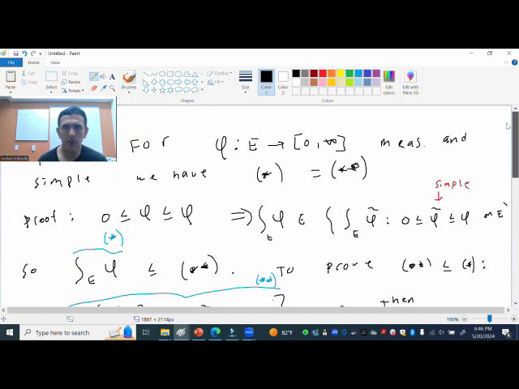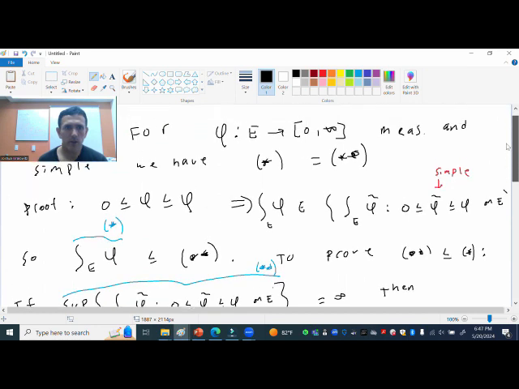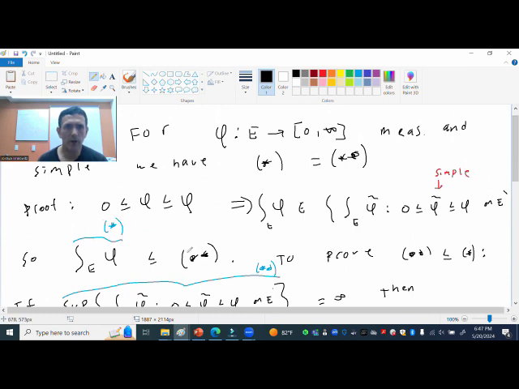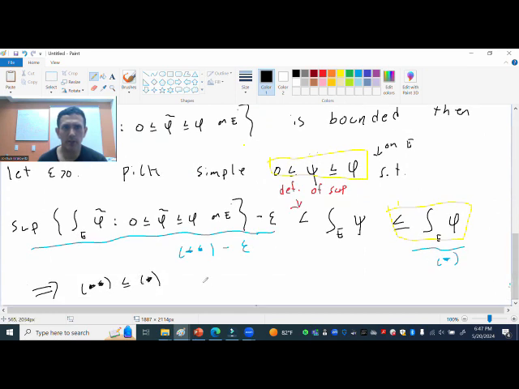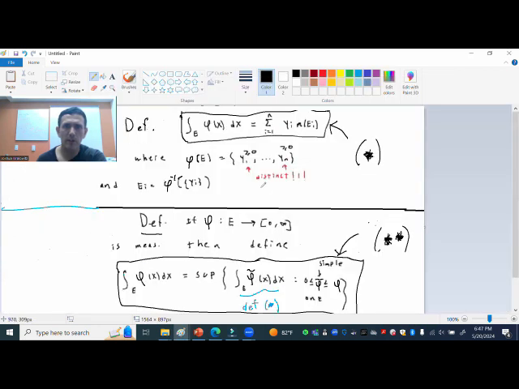So to be sure, we proved star is less than or equal to star star, and here we proved star star is less than or equal to star. So no issues. These two definitions are going to be the same. So there's no ambiguity on which definition I mean. They're both the same as long as we're dealing with non-negative simple functions.